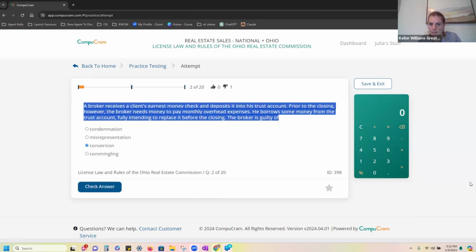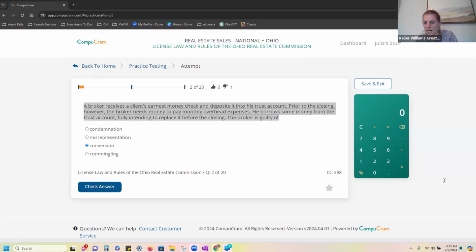Kind of mentioned it a little bit earlier. Which one do we think it is? A, condemnation, B, misrepresentation, C, conversion, or D, commingling.